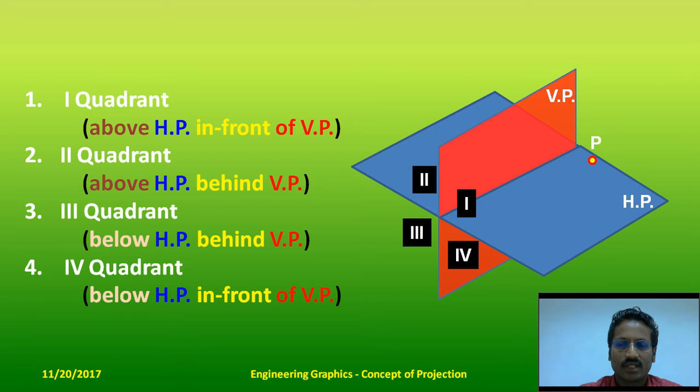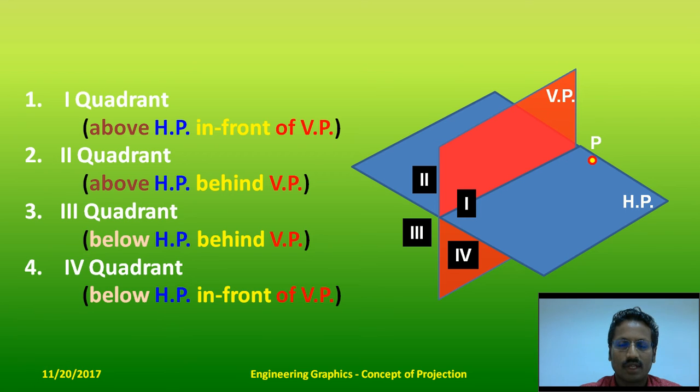If you extend this horizontal plane beyond the vertical plane and extend the vertical plane beyond the horizontal plane, it forms four divisions, which are called four quadrants, which are labeled here as quadrant number 1, then 2, then 3, and 4. When you consider this point P, which is kept in the first quadrant, you call that first quadrant. It depends upon the order of the elements.